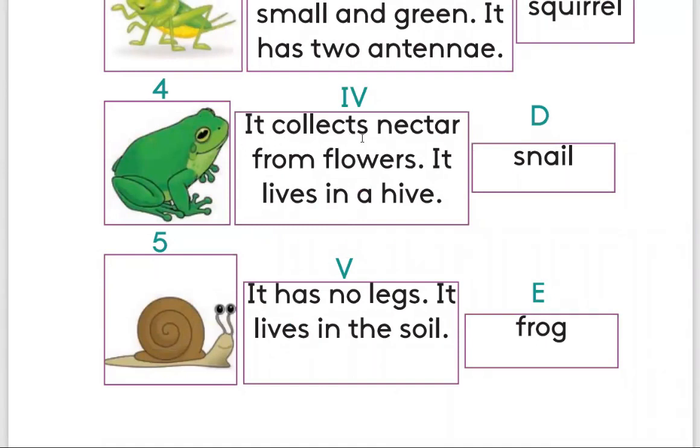See, it collects nectar from flowers. It lives in a hive, beehive. Can you remember? You learned the hive in grade 4 also, beehive. It collects nectar from flowers. Nectar. Who is this insect? It collects nectar from flowers. It lives in a hive, beehive, right? Beehive. Who is that?